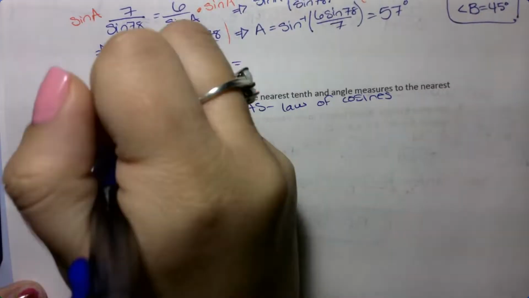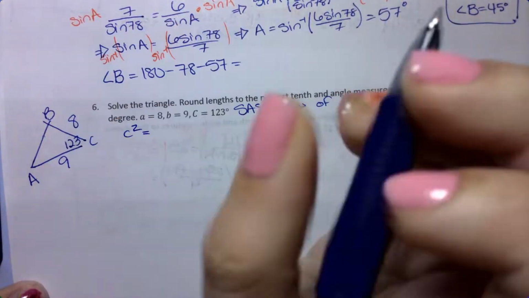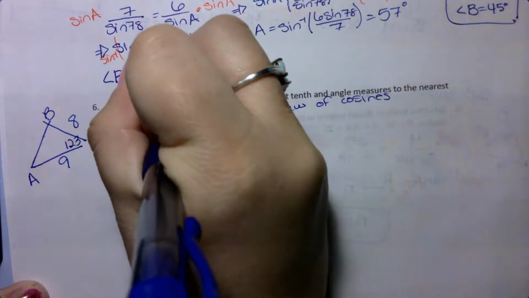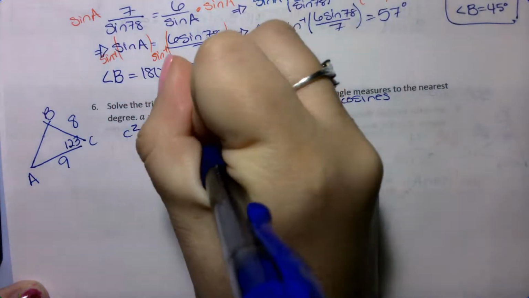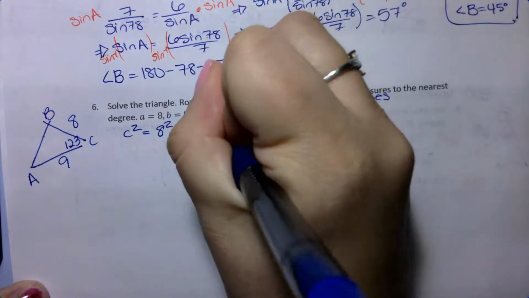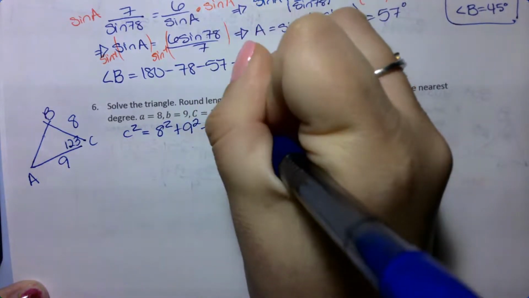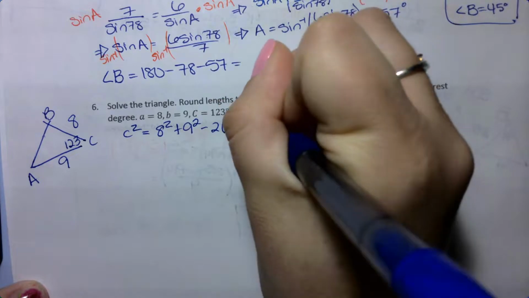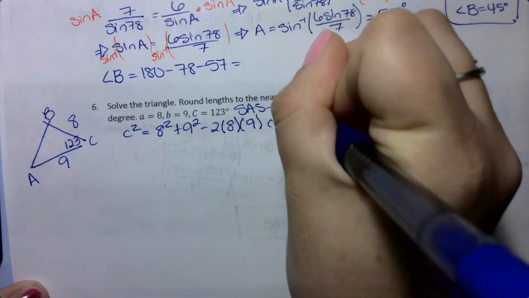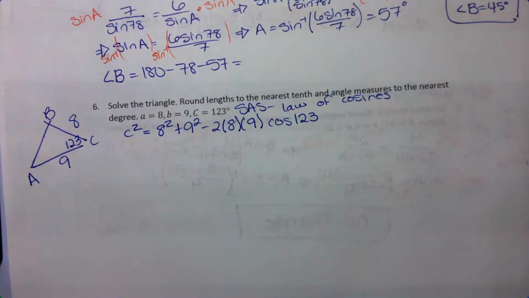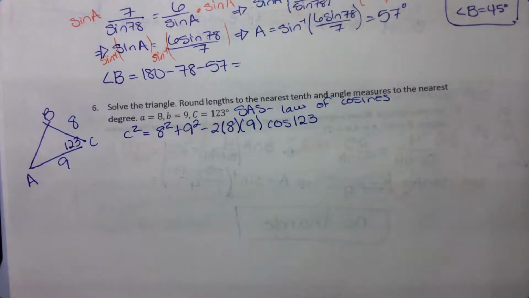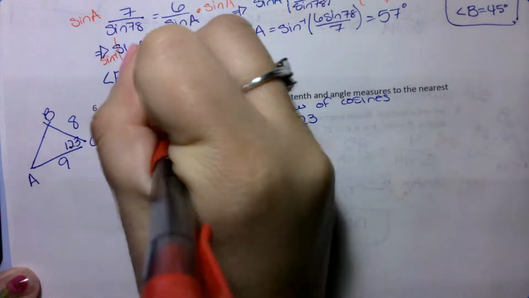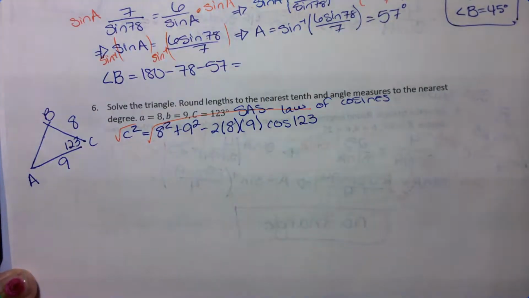I don't know my side length for C, so I have C squared equals A squared, so 8, plus B squared, which is 9, minus 2 times my A value of 8, times my B value of 9, cosine of my angle, which is 123. Because my left side is squared, I want to take the square root of both sides.